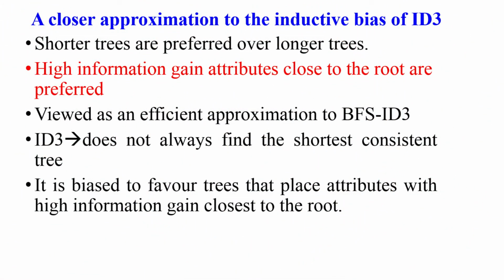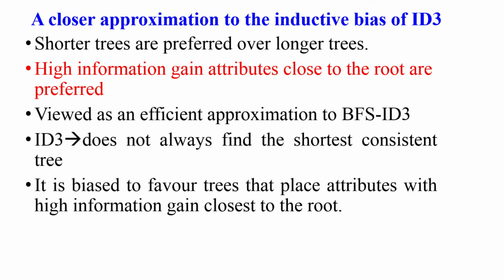BFS ID3 finds a shortest decision tree and thus exhibits the bias that shorter trees are preferred over longer trees. A closer approximation to the inductive bias of ID3: shorter trees are preferred over longer trees, and trees that place high information gain attributes closer to the root are preferred over those that do not. ID3 can be viewed in comparison to BFS ID3. The basic ID3 can be viewed as an efficient approximation of BFS ID3. It is a greedy heuristic search. It does not conduct the entire breadth first search through the hypothesis space, because basic ID3 exhibits a more complex bias than BFS ID3. Basic ID3 only concentrates on information gain.